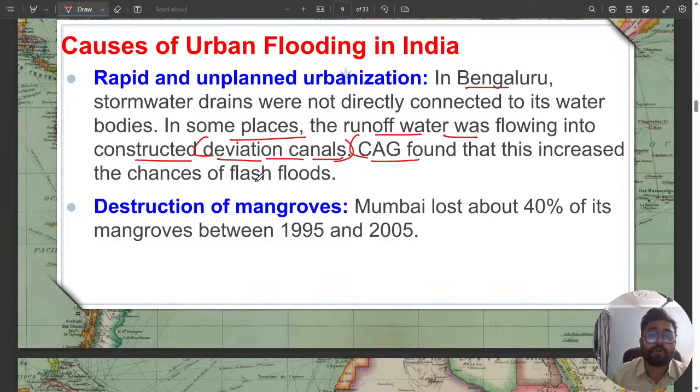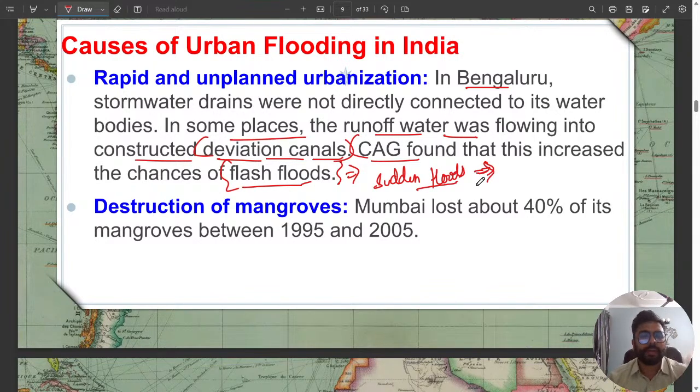more construction of residential complexes and commercial complexes in the natural runoff area will increase the chances of flash floods. So what are flash floods? Sudden floods in a very limited area due to a cloudburst, or let's say the breaking up of a dam or the breaking of a canal, can result in this type of flooding.